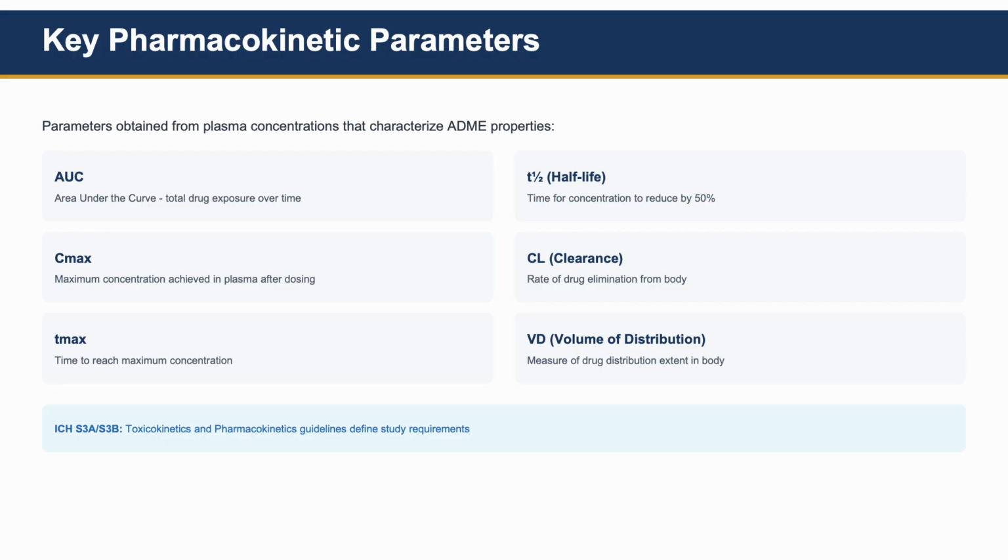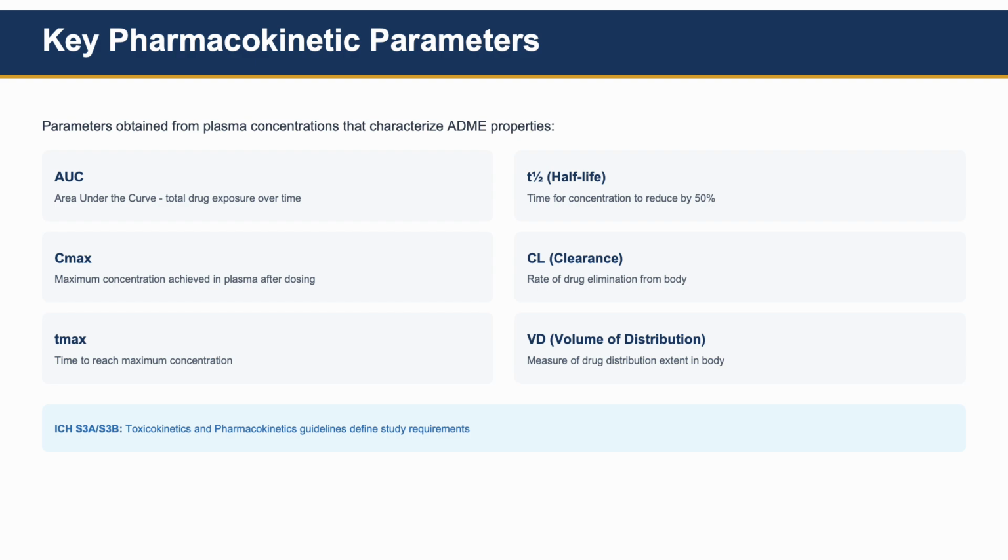AUC, or area under the curve, represents total drug exposure over time. Cmax is the maximum concentration achieved in plasma after dosing. Tmax is the time required to reach maximum concentration. Half-life is the time required for the plasma concentration to decrease by 50%. Clearance represents the rate at which the drug is eliminated from the body. Volume of distribution indicates the extent of drug distribution throughout body compartments.